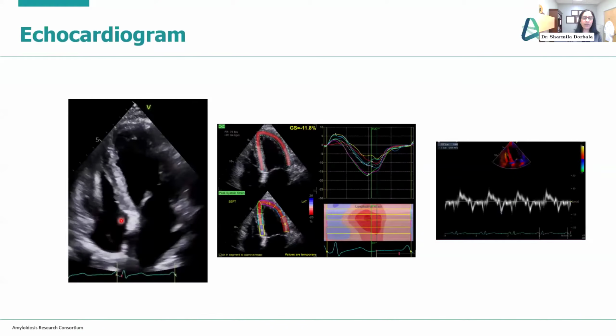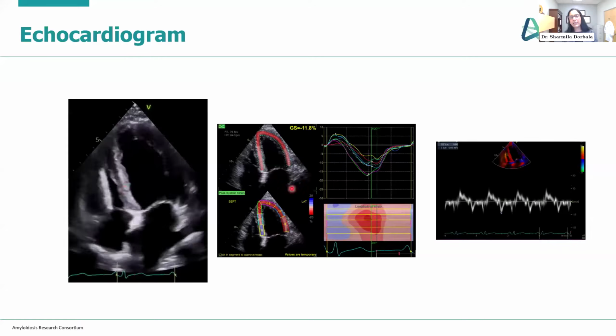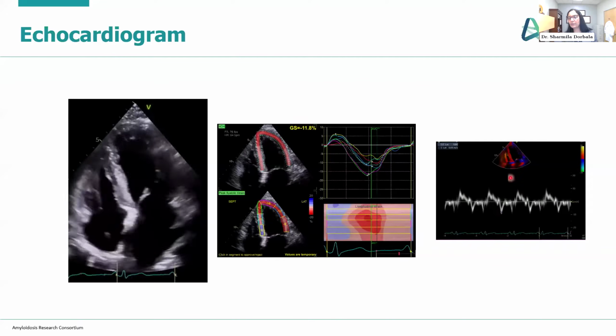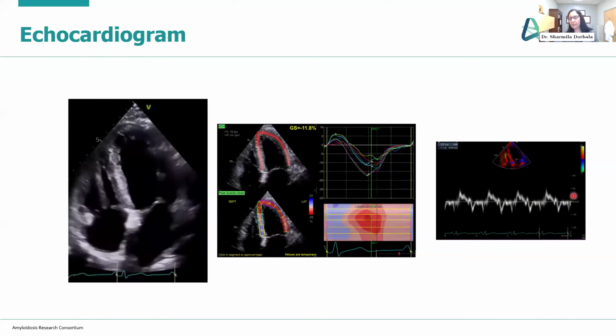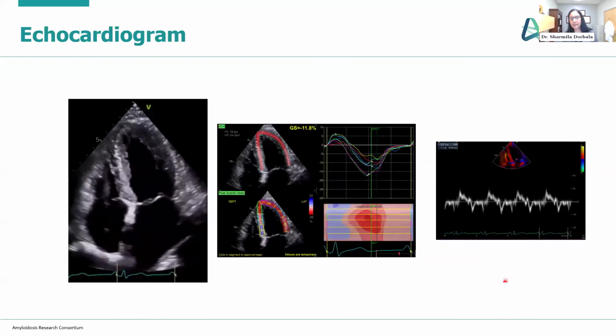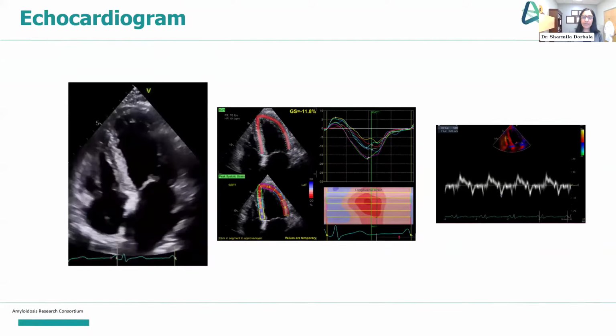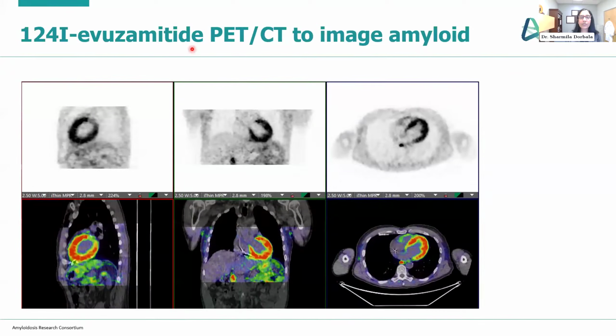So here's the echocardiogram on this individual. You can see bright, sparkly myocardium, right? And here's your longitudinal contraction, abnormal. Relaxation is abnormal, not as bad as the previous cases. So this individual also agreed to participate in a research study with us, and we used this new tracer called evuzamitide. You can see beautiful imaging of amyloid in both the heart, right and left ventricles.